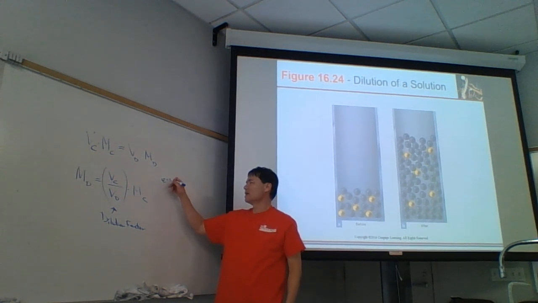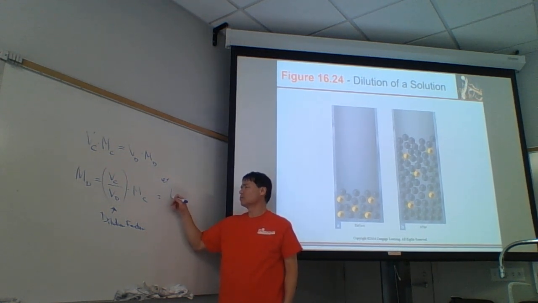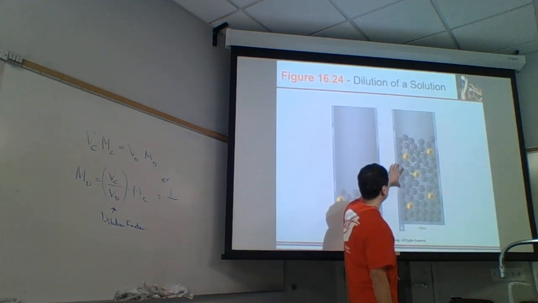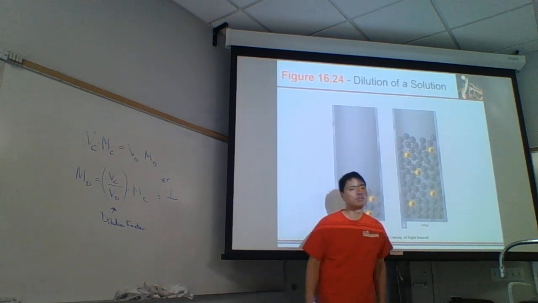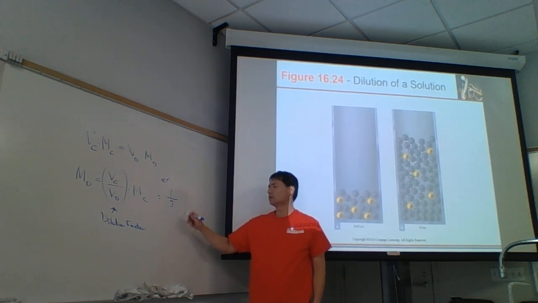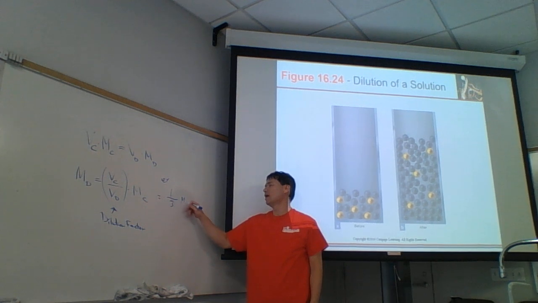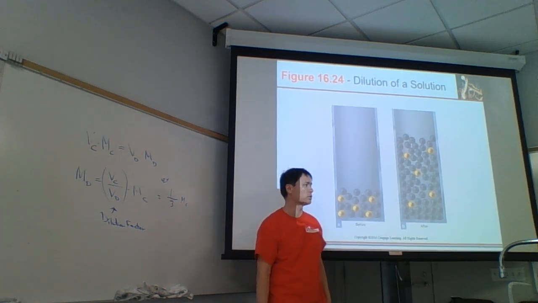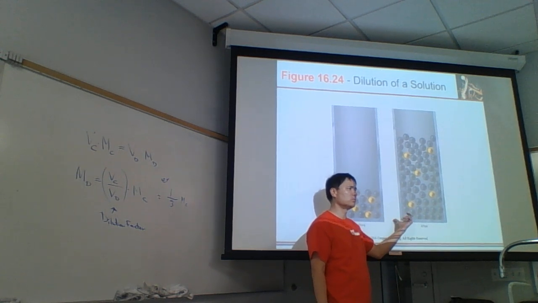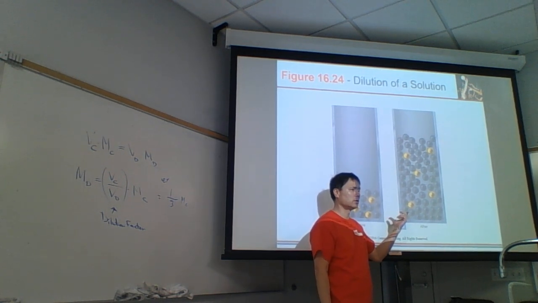So in this particular example, our dilution factor is we took 1 part of the concentrated and diluted it to 1, 2, 3 parts. Do you see that? And so we call this a 1 to 3 dilution. A 1 to 3 dilution means that we're going to have 1/3 the original concentration. So our concentration should be 1/3 of the original concentration.